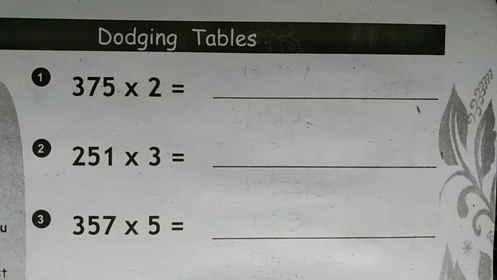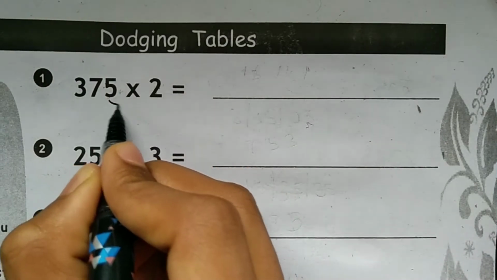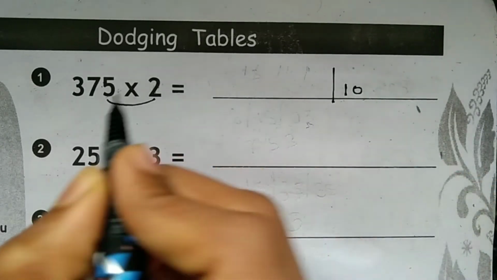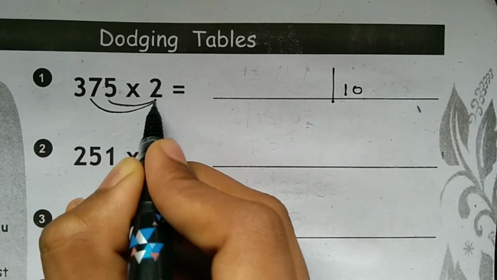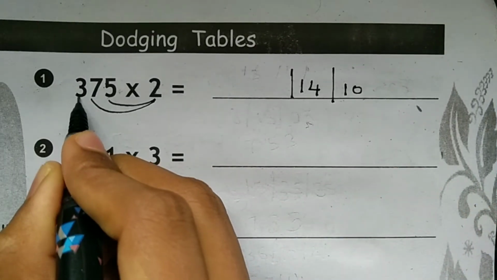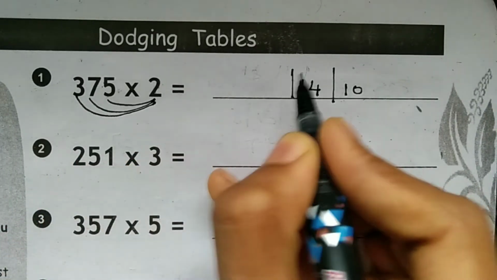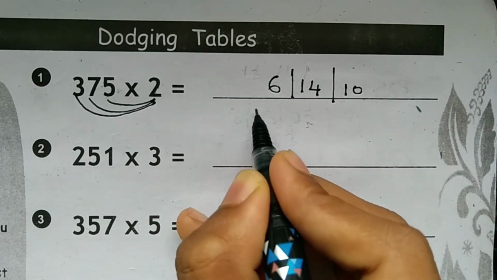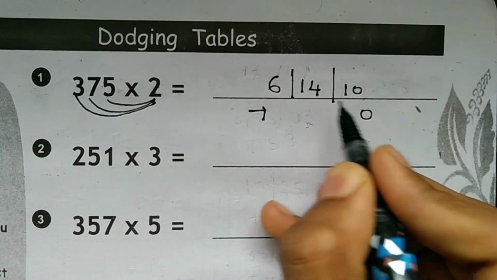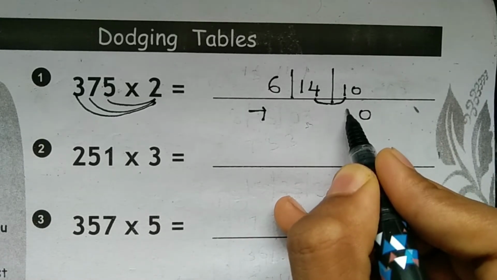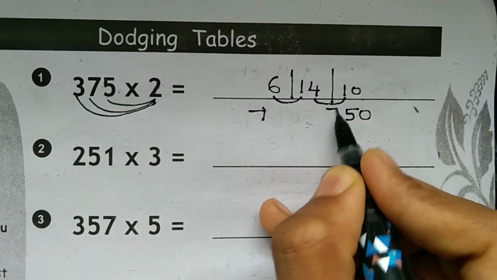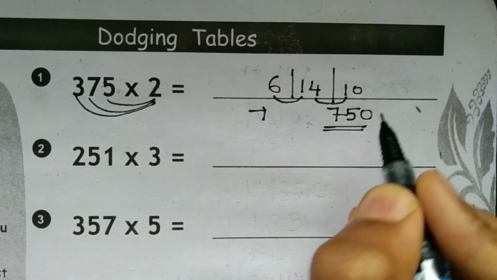Dodging table. First problem, 375 into 2. First we multiply 2 and last one 5. Then multiply 2 and 7, that is 14. Then multiply 2 and 3, that is 6. Next 0, last digit, and 4 plus 1 is 5. And remaining two terms are 6 and 1, that is 7. The final answer is 750.